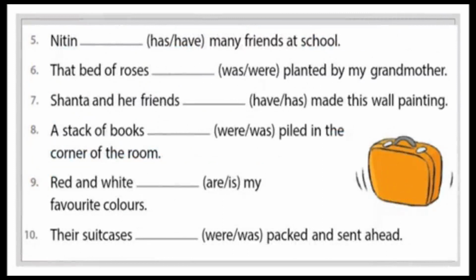Now let's see the fifth question. Nitin dash has or have many friends at school. Nitin is a name of a single boy, right? So the subject is singular, so we have to use a singular verb. So what is a singular verb over here? Has or have? Yes, it is has. So like that you can do 6, 7, 8, 9 and 10 by yourself. Please quickly do this 6, 7, 8, 9 and 10 in your textbook with pencil.